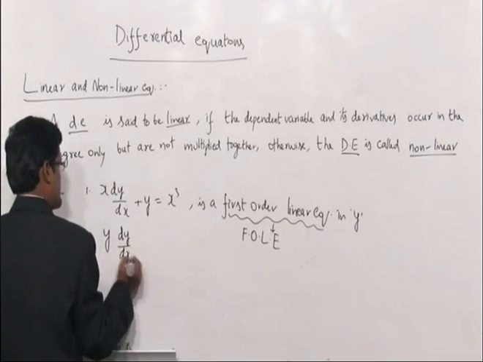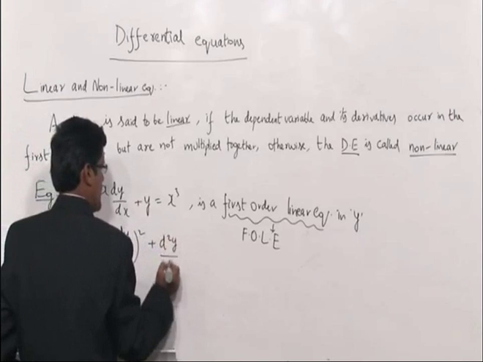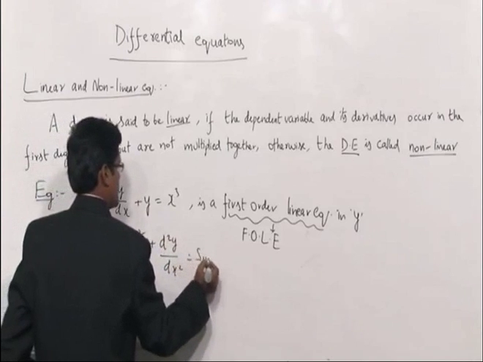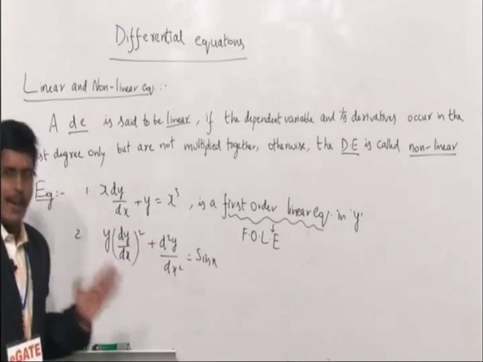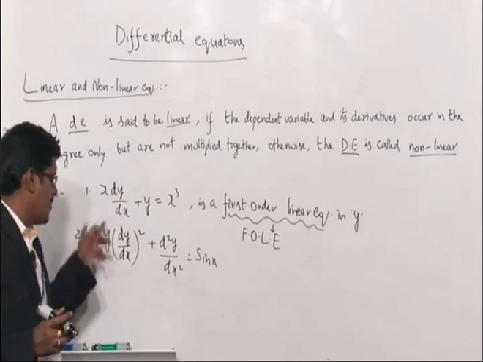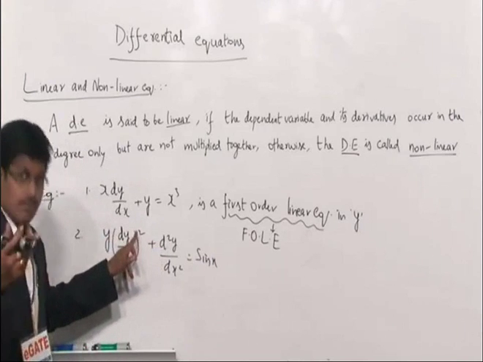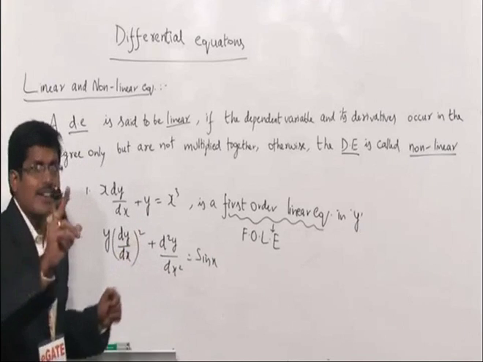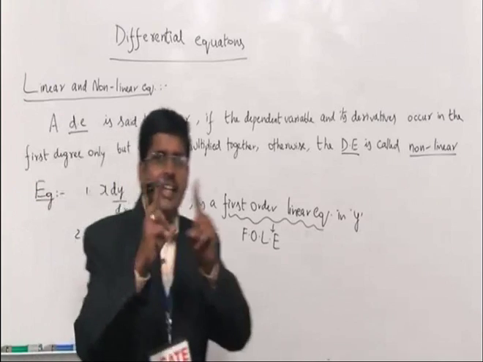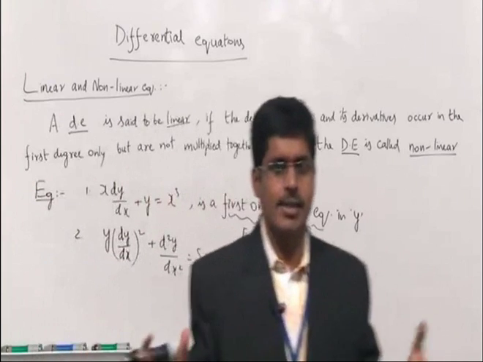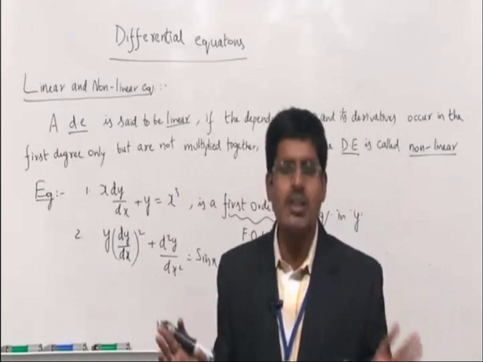y (dy/dx)² + d²y/dx² = sin x. Here one of the variables, y, is dependent, and the dependent variable is multiplied by one of its derivatives, and one of the derivatives has power more than 1, degree more than 1. Linearity means degree 1. The dependent variable and its derivatives should have degree 1 and no products with respect to the dependent variable and derivatives. Otherwise the equation is called non-linear.